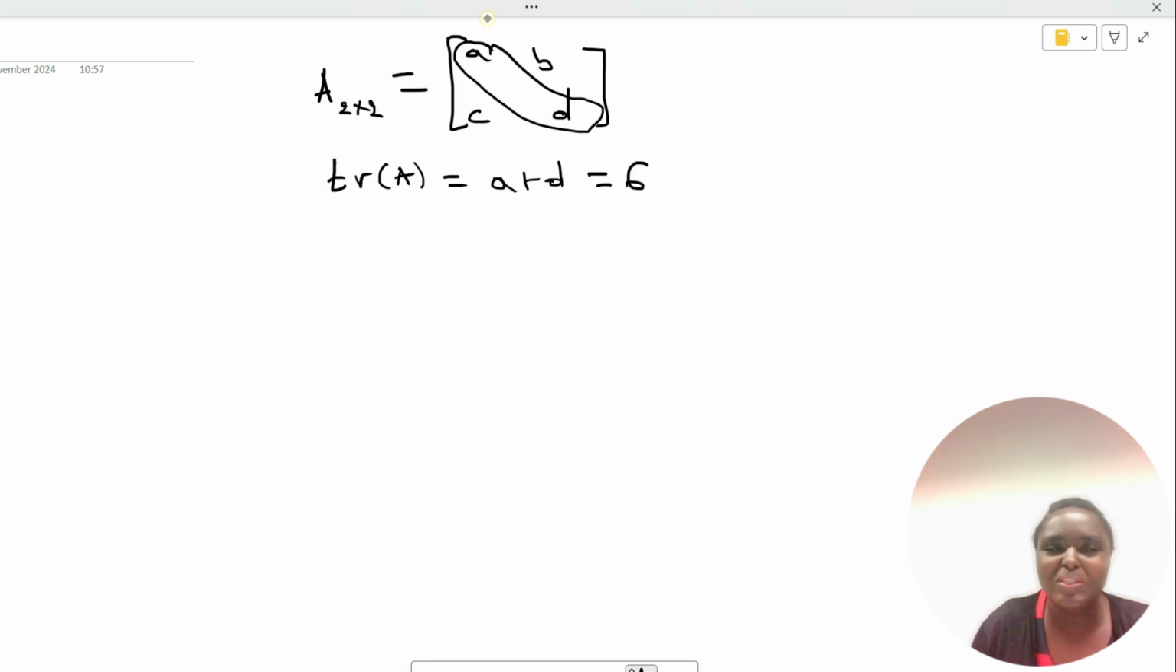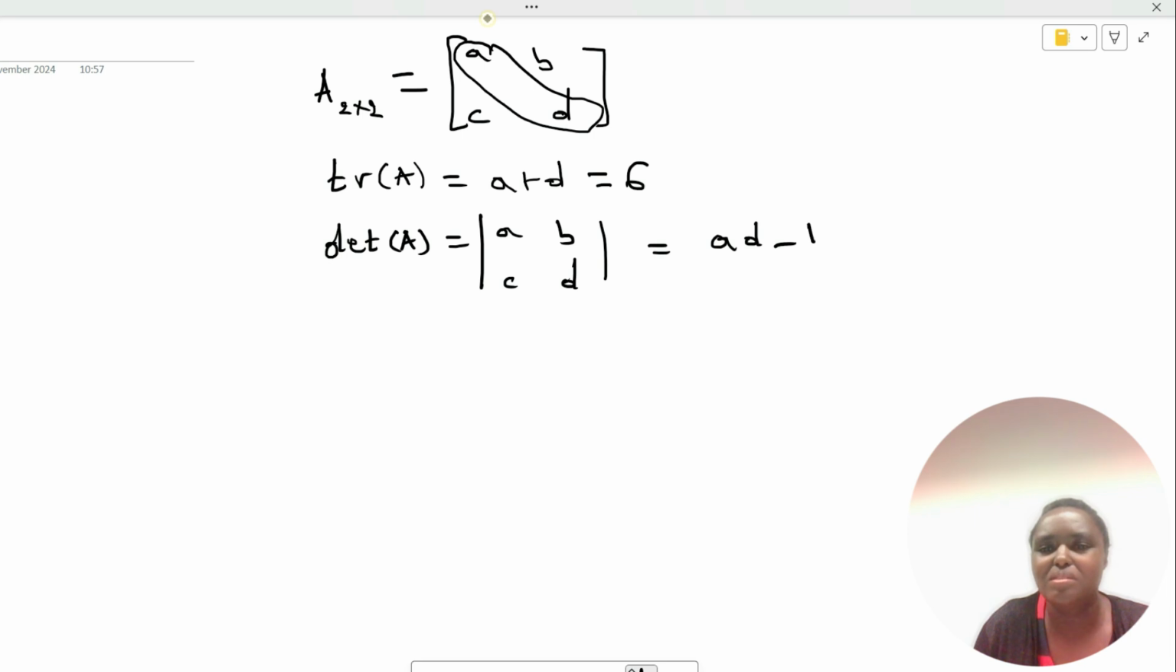And what is the determinant of a square matrix? The determinant of A in this case, this determinant A, B, C, D, is equal to AD minus BC. Is it true? Yes. And we have the determinant which is equal to 5 in our question.